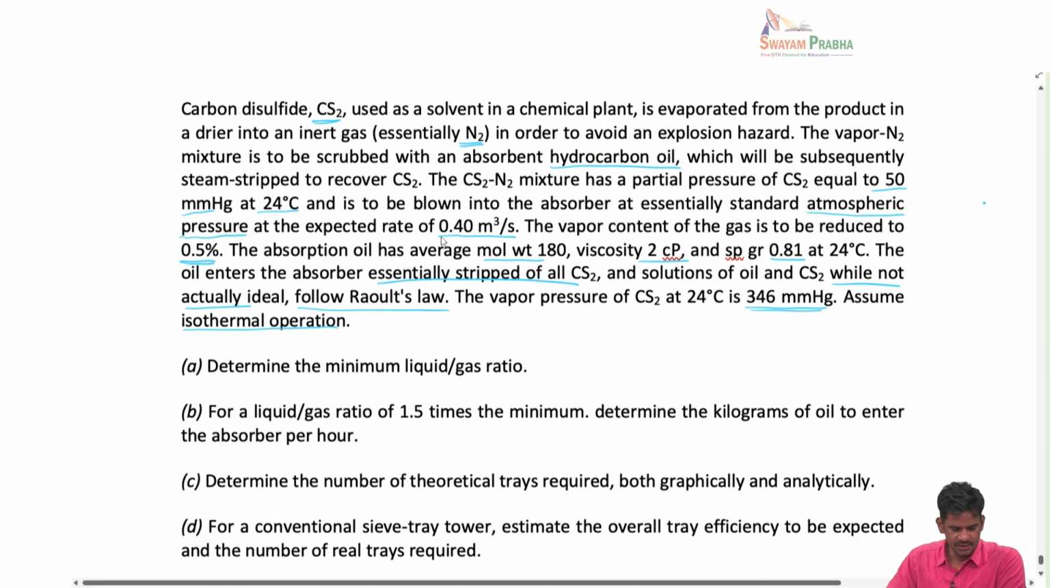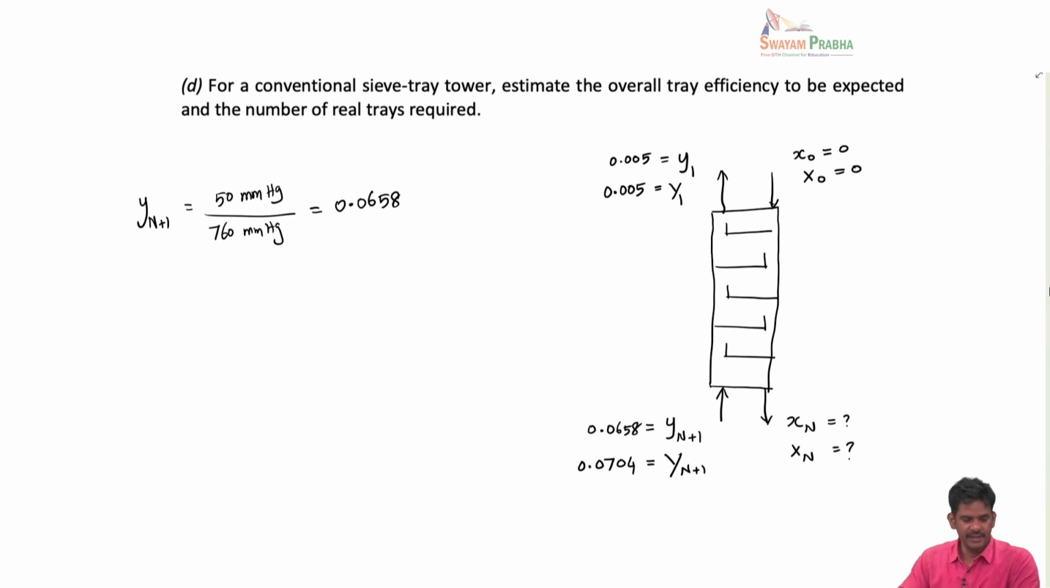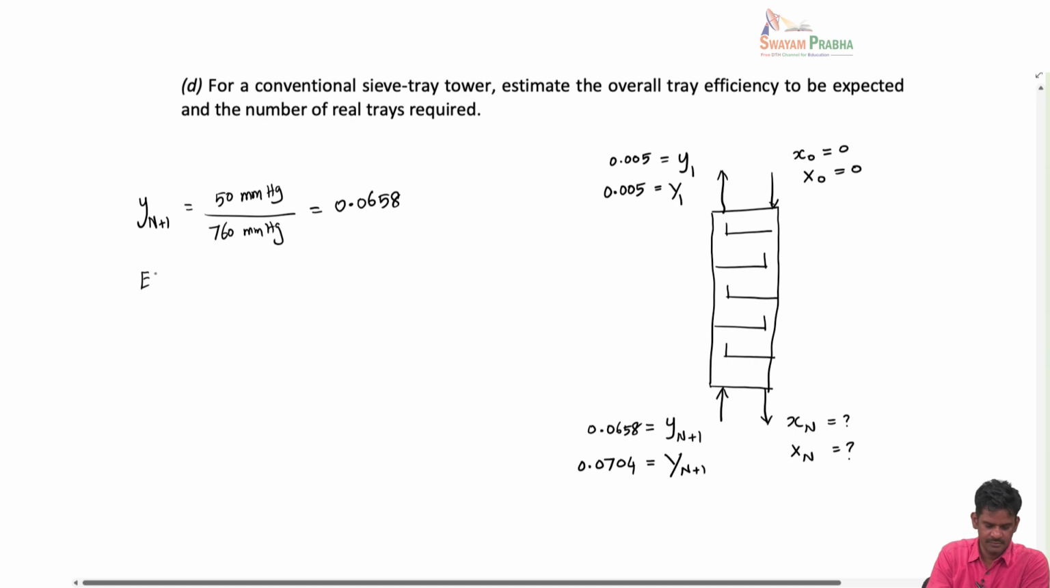And it said that the vapor content of the gas is to be reduced to 0.5%. So this is going to be 0.005, and you can convert this into mole ratio, and this will be almost the same as 0.005. And the hydrocarbon oil is pure, and this we don't know. About the equilibrium line, we are given that this system follows Raoult's law.